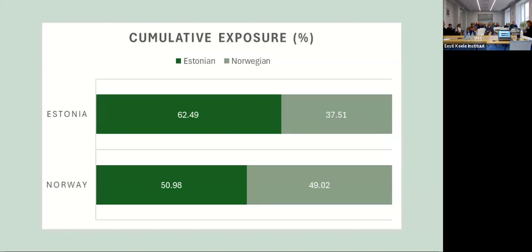And we see the same pattern in cumulative exposure. So over the whole lifespan of these children, for the kids living in Estonia, we see that the magnitude of Estonian is not that big anymore. But for Norwegian kids, again, it's split right in the middle.